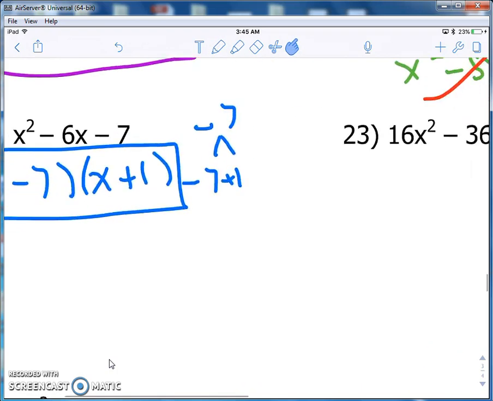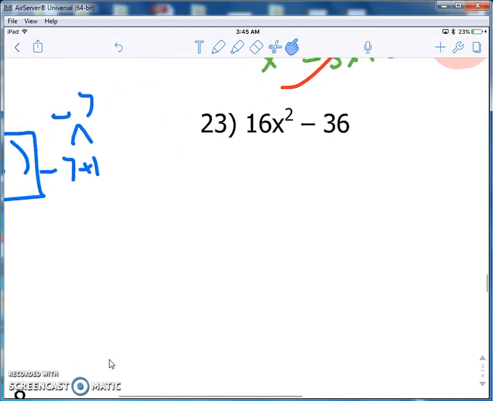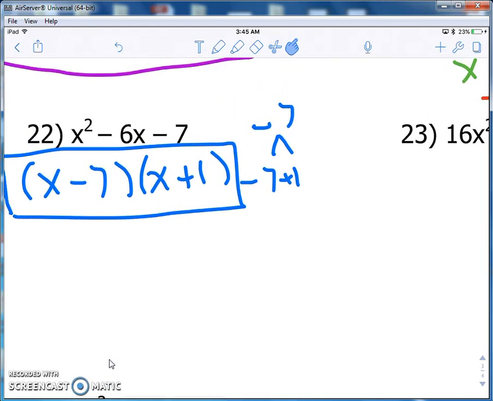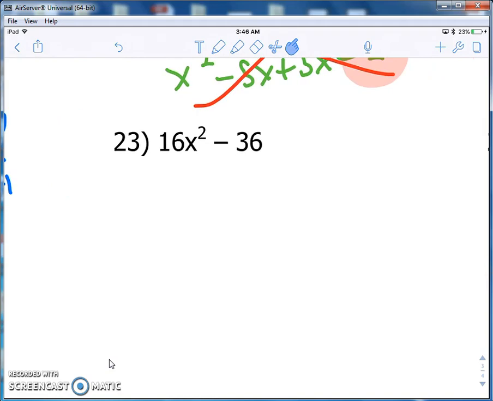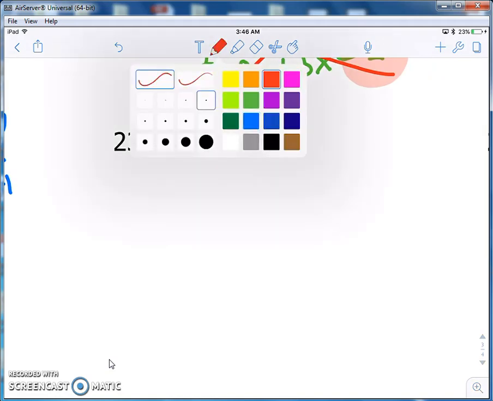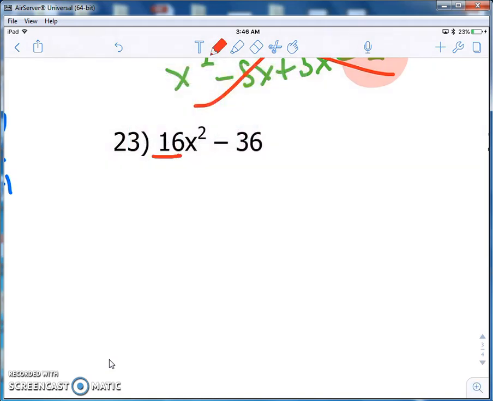Bingo. Alright, 23. Sorry about that. Going a little fast, aren't I? Pause if you need to. 23. 16 is a perfect square, 36 is a perfect square. This could factor as a difference of squares, but it's probably more important, or it is important, to recognize they're also both divisible by 4.